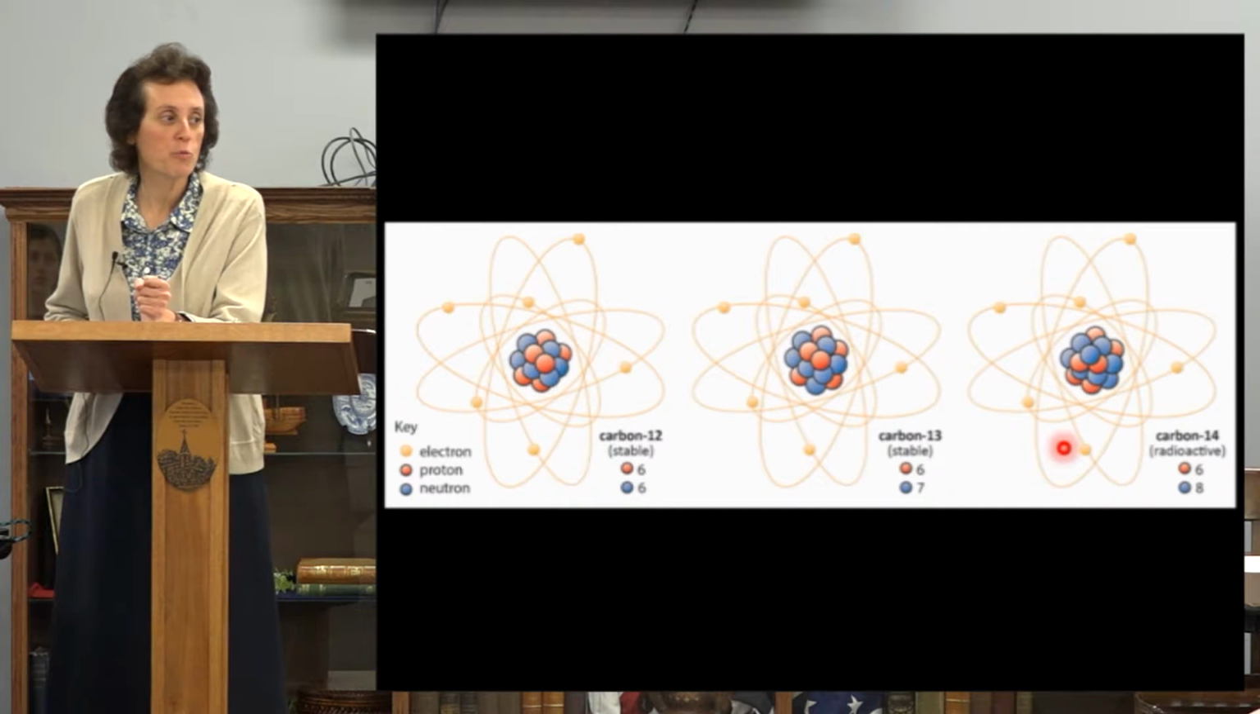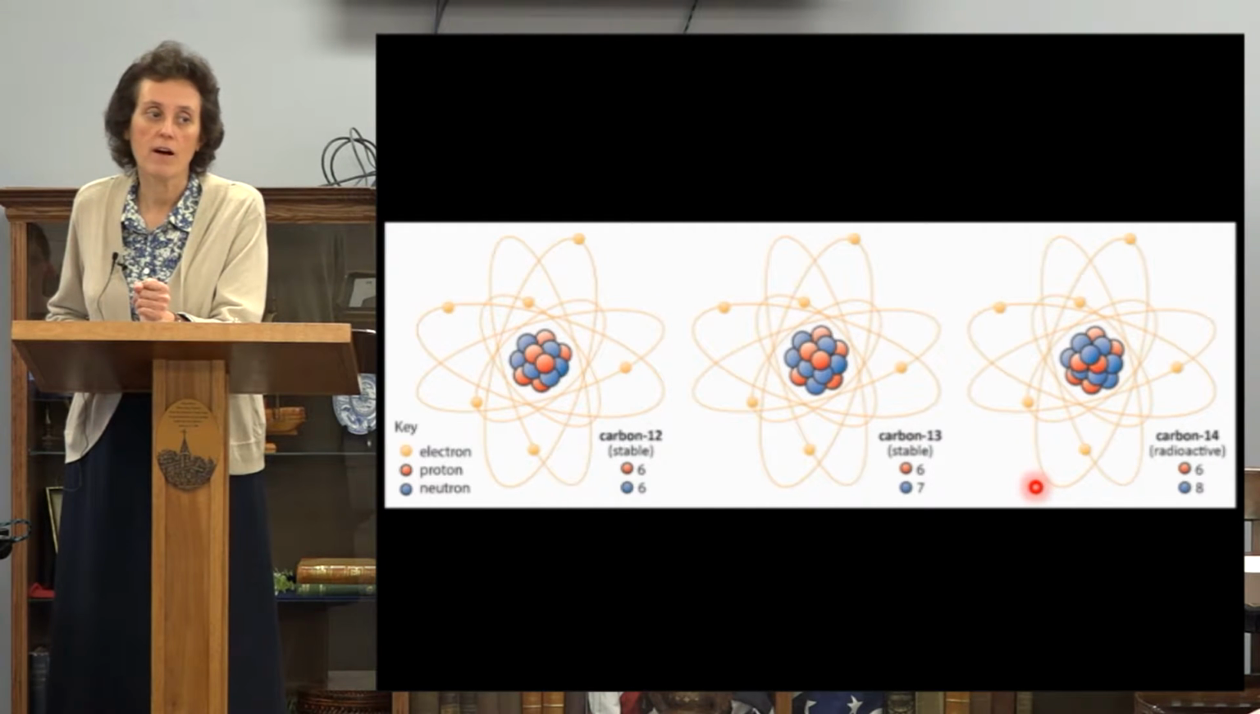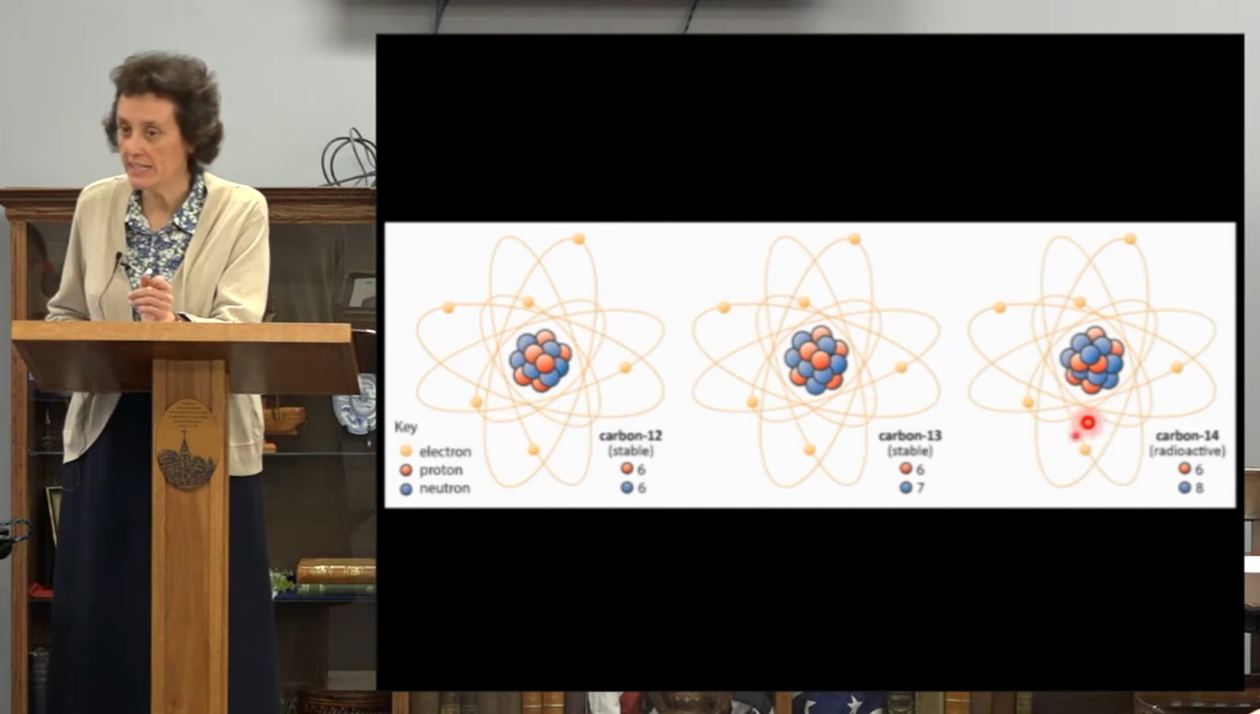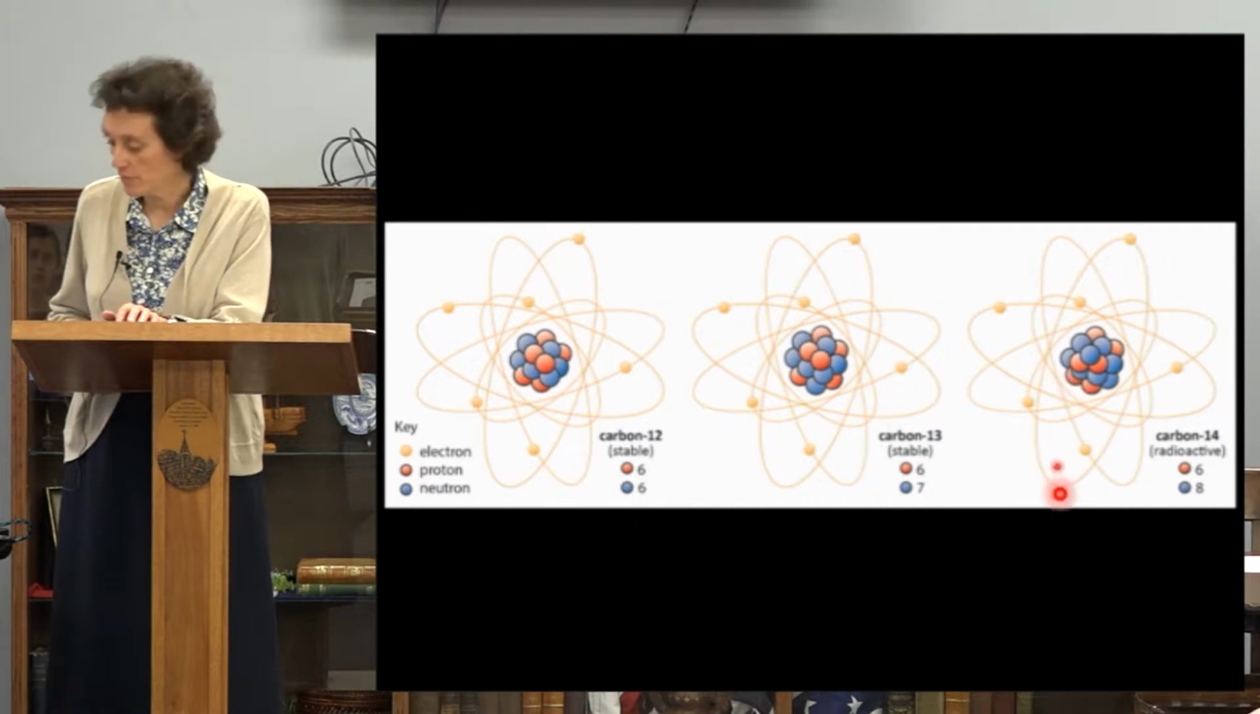Carbon-14, also called radiocarbon. We'll be getting to radiocarbon, so-called carbon-14 dating. This is an unstable isotope of carbon. Still has 6 protons, but it has 8 neutrons, so it has an atomic mass of 14. This is unstable. And it forms the basis of radiocarbon dating, or so-called carbon-14 dating.